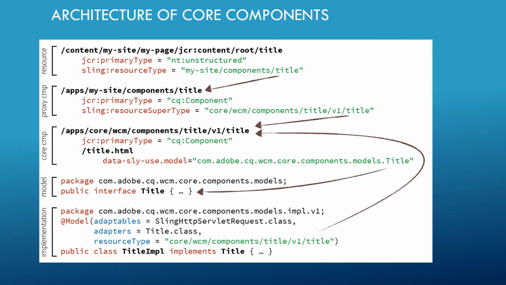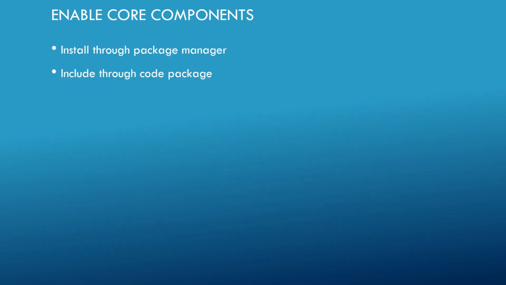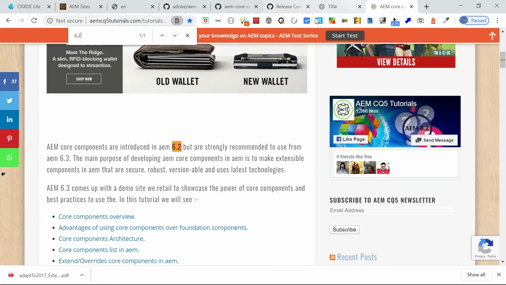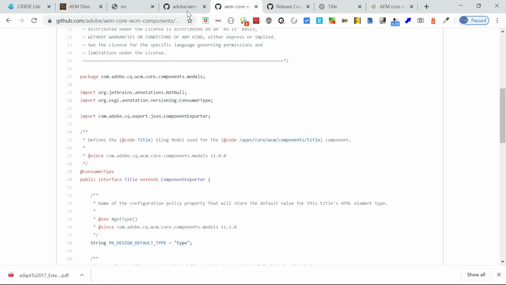Now let us see how to enable core components in AEM. You can follow two approaches. One is to install through package manager. Another one is to include through the project. For installing through package manager, let me show you from where you can get the package.